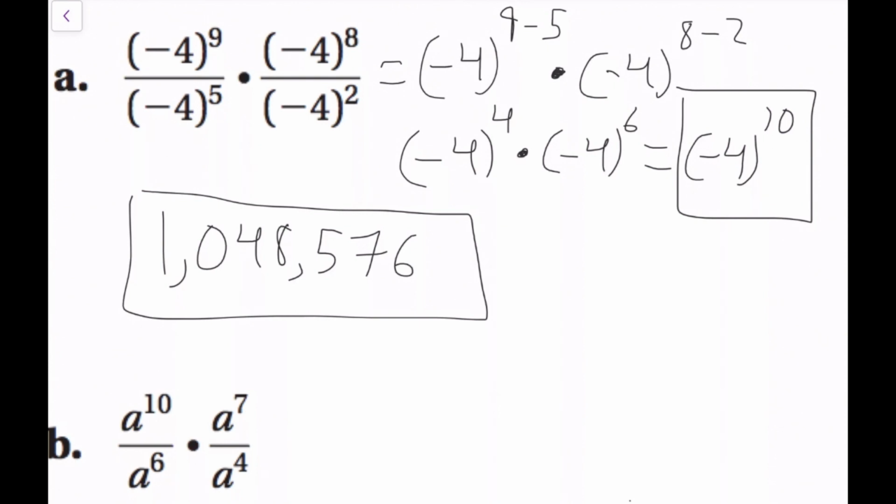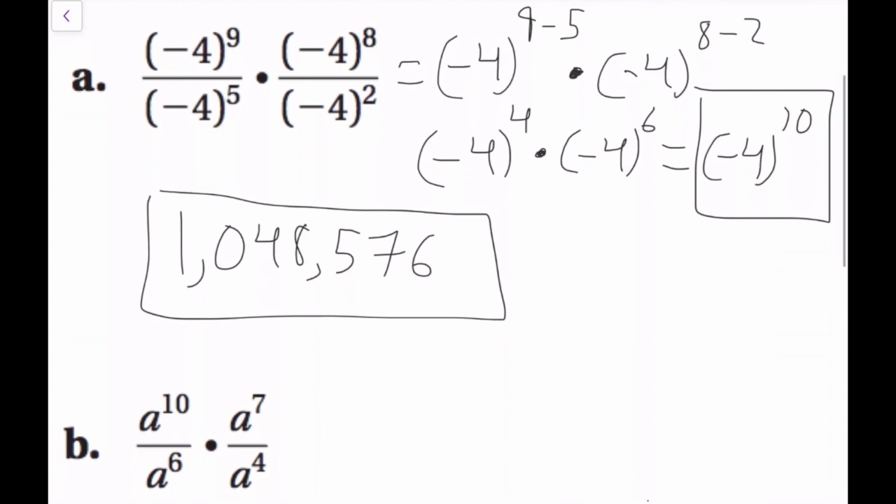Now I'm actually just going to do the other way for part B instead of doing part A and wasting people's time. So right here, instead of dividing the fractions first, I'm going to multiply the tops of the fractions, multiply the bottoms of the fractions, and then I'm going to subtract their exponents.